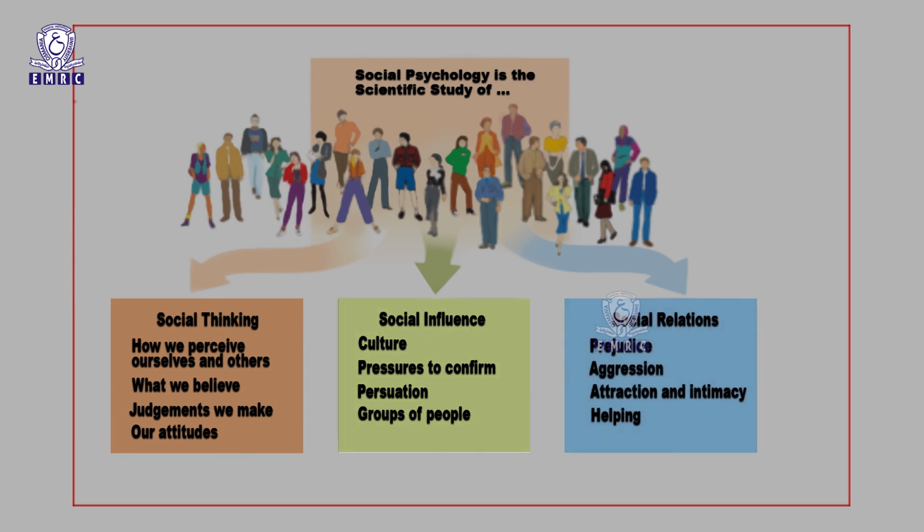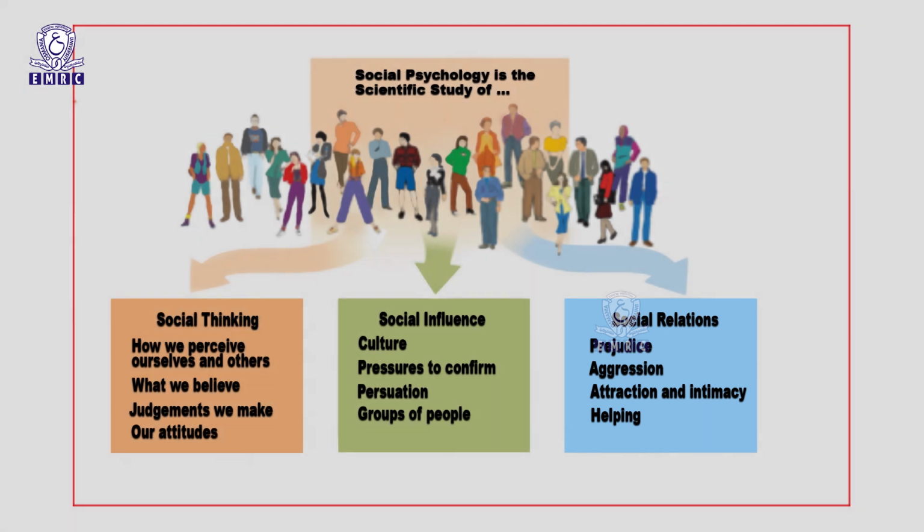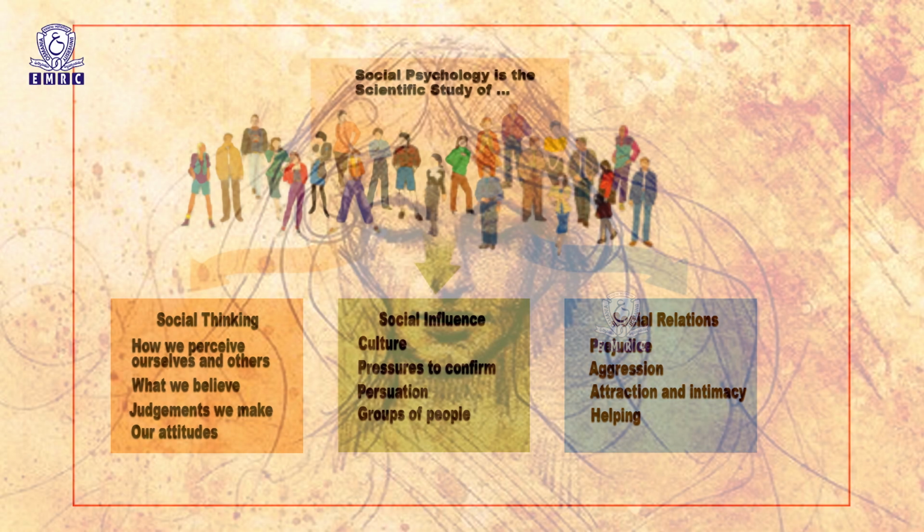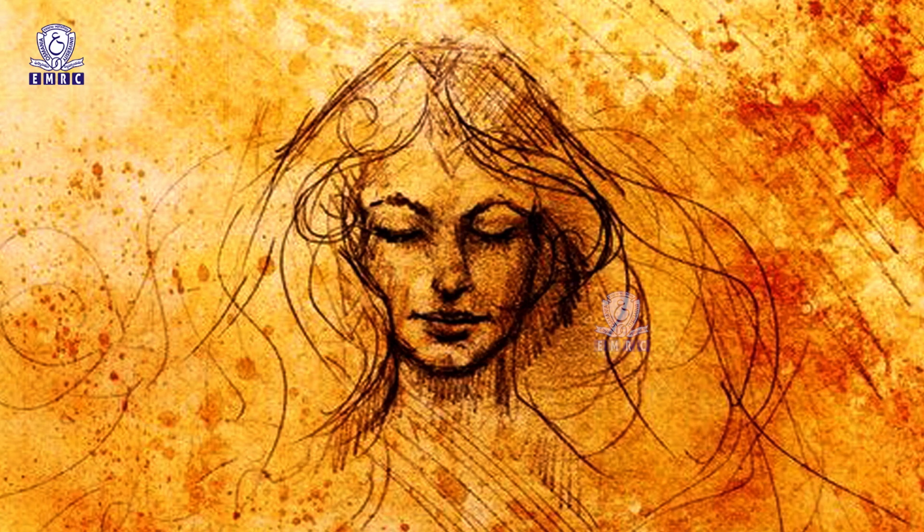Now, the third aspect regarding the social psychology definition is how we are able to relate to others. When I said relating to others, it can be in terms of prejudice, aggression, attraction and intimacy, and helping. From this definition, we can say that social psychology provides answers to many questions that frequently come to our mind.